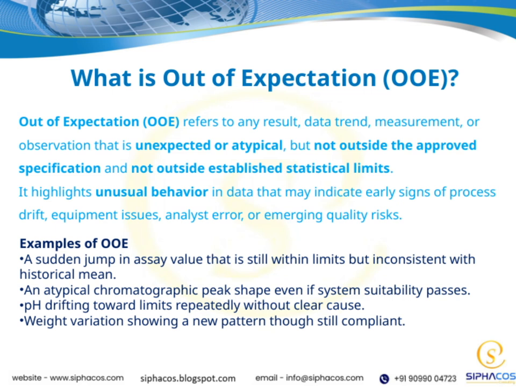Another example is an atypical chromatographic peak shape. Even if the system still passes the suitability tests, a shape that looks different from normal might indicate an issue, like a developing problem with the process or equipment.